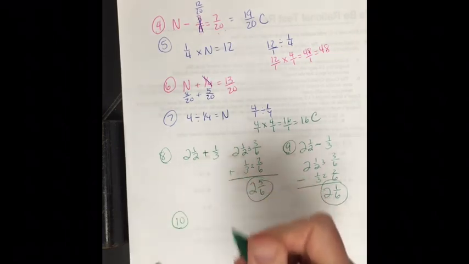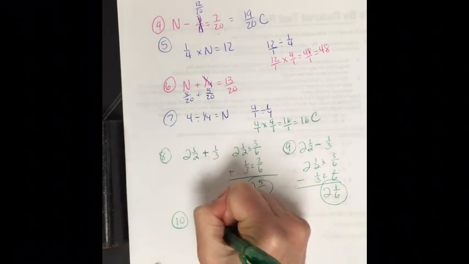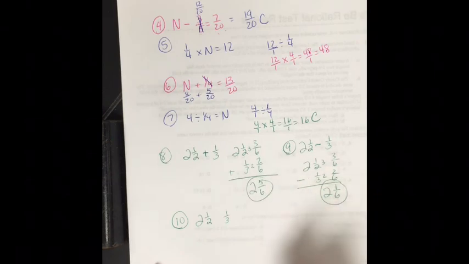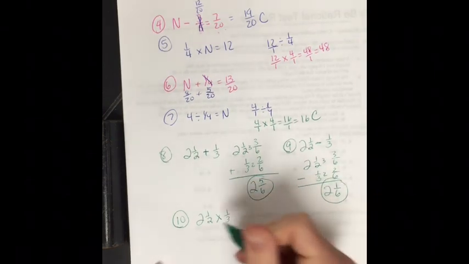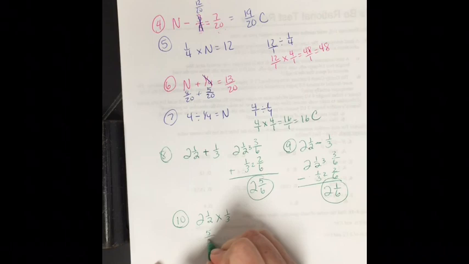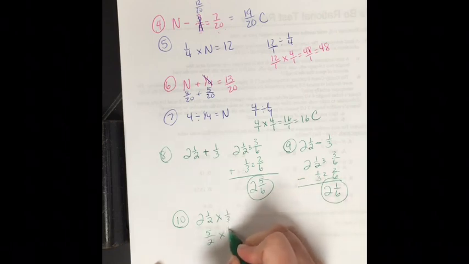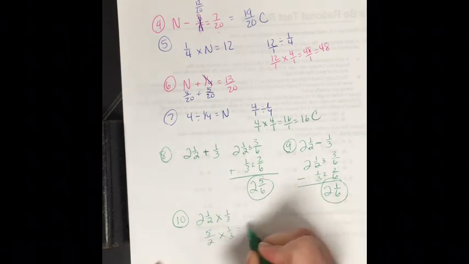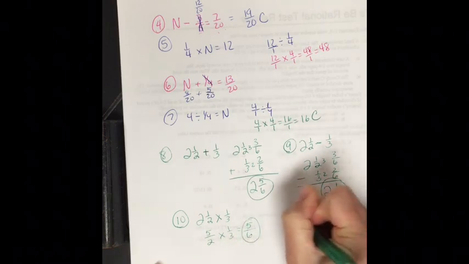Number 10 says the product of 2 1/2 and 1/3. So this time it wants a product. You need to know that that means multiplication. To multiply, first I have to change this into an improper fraction. 2 times 2 is 4 plus 1 is 5 over 2 times 1/3. I can't reduce, so I just multiply across, and you end up with 5/6.